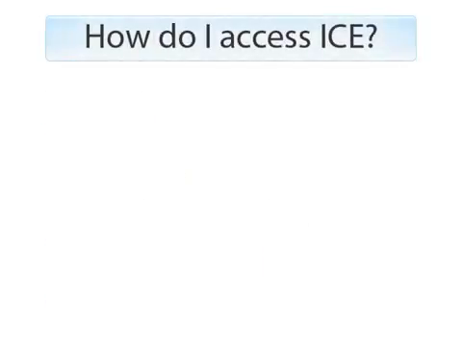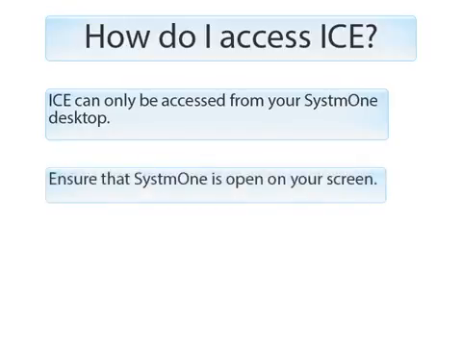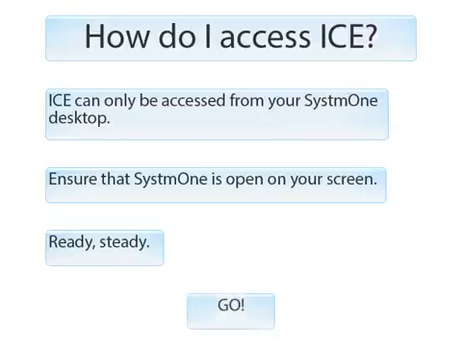So how do we access ICE? The method of accessing ICE is very straightforward. The ICE Pathology Test Requesting System is conveniently placed and easily accessible from the System 1 desktop, which should already exist on your machine. Let's take a step-by-step journey and learn how to request a variety of pathology tests on ICE. It is assumed that the System 1 desktop is already open on your screen.